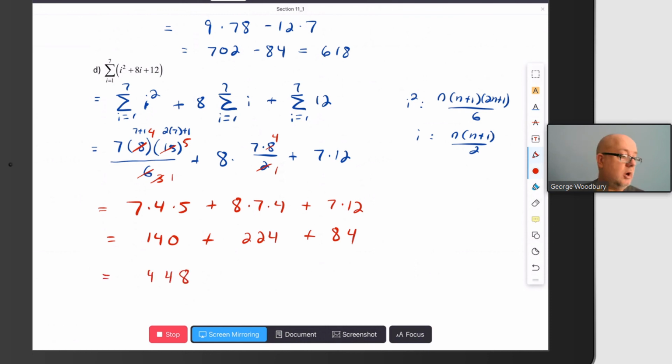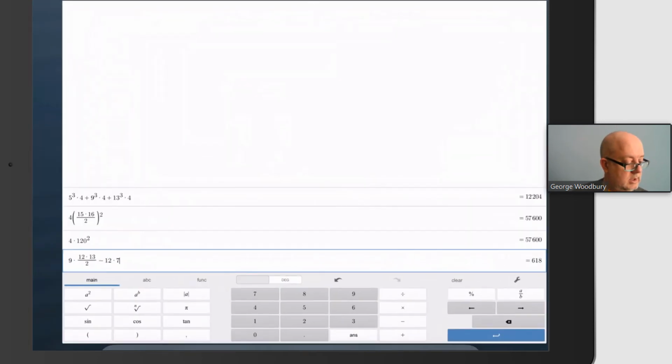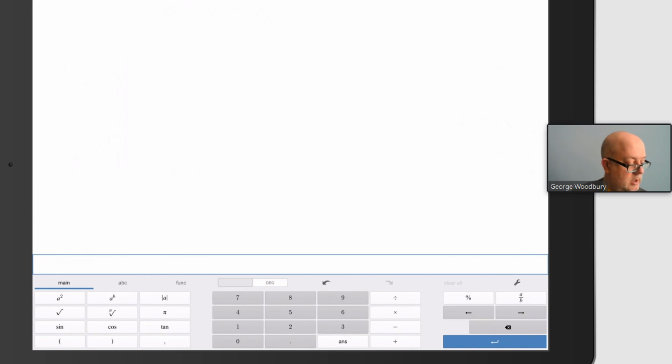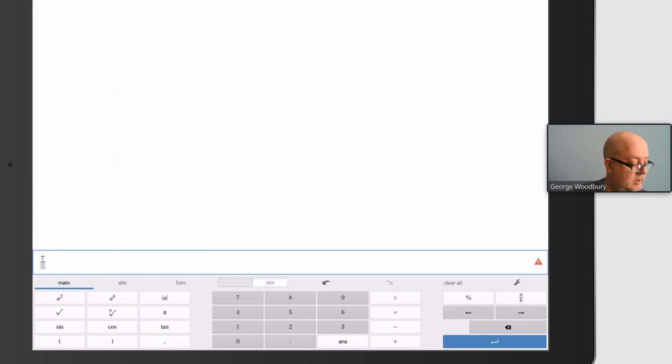But what I'm going to do on the calculator is come back to this, the original, before I reduced anything. All right, we had a fraction of 7 times 8 times 15 over 6 plus 8 times a fraction where we had 7 times 8 over 2 plus 12 times 7, and there's that 448.